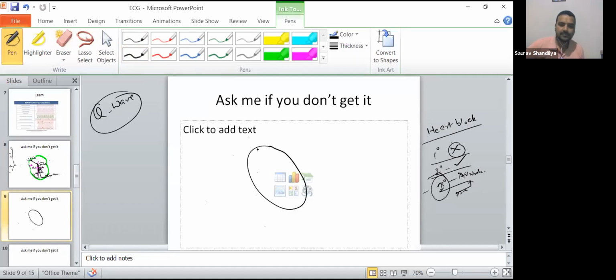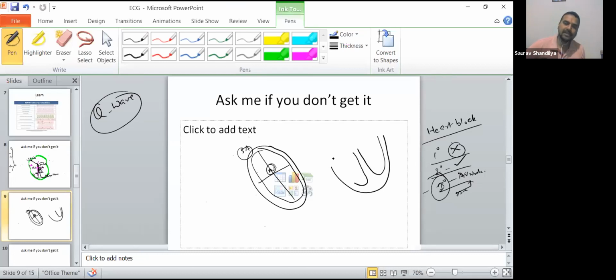Let us build our favorite schematic diagram. SA node, AV node. What happened here? Q wave. I'll make one more little better diagram with septum. It is one of my favorite diagrams. The reason is that I make my students learn with this even in my college.